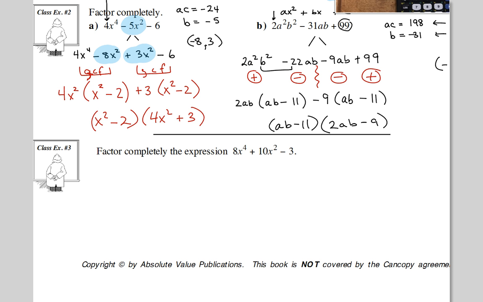Okay, so this is where we left off. I believe it's lesson 3, and it's page 242. And we're just working on factoring more difficult expressions.